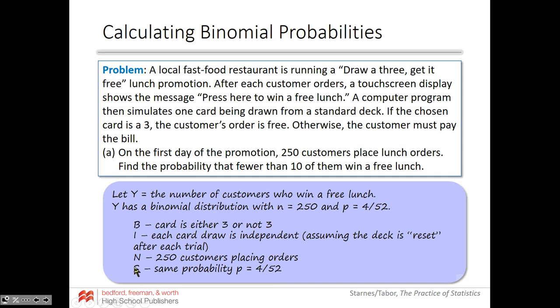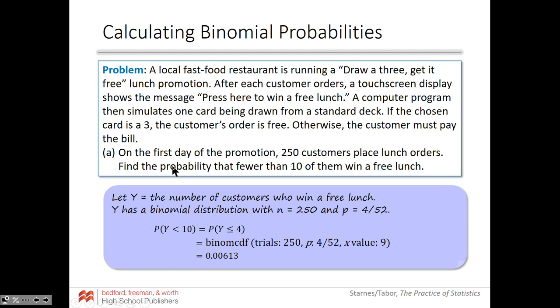So this tells me, because these 4 conditions are met, that Y is binomial with n equals 250 and p equals 4/52. So first of all, I said that this is binomial, and I also defined the random variable. I used Y to represent the number of customers on this first day who win a free lunch, right? My question was find the probability, and I'm not doing anything with probability yet. This is all the setup, the pre-work. This is required. Let me say it again, this is all required. If you just have numbers, you're going to get less than half credit, okay? Because this is a part of the problem.